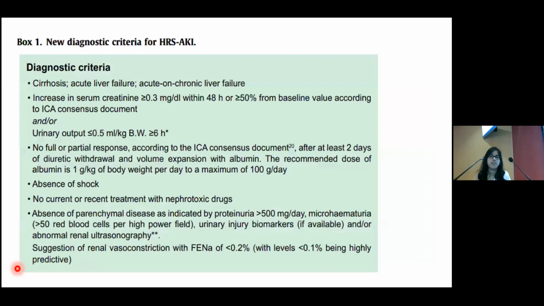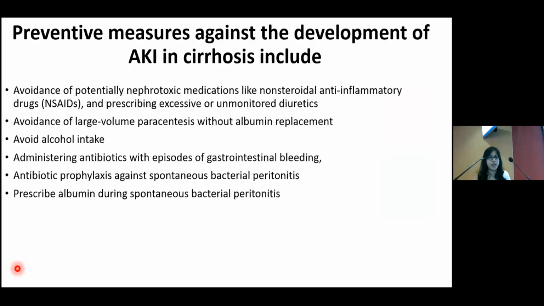How do we prevent the development of AKI in cirrhotic patients? So the guideline suggests to avoid nephrotoxins in a cirrhotic patient like NSAIDs, and to avoid prescribing excessive unmonitored diuretics and laxatives. They also recommend giving albumin, 4 to 6 grams per liter, following a large volume paracentesis as a method to prevent the development of AKI, and avoiding excessive alcohol intake, and also prescribing antibiotics when there is an episode of gastrointestinal bleeding. Antibiotic prophylaxis against spontaneous bacterial peritonitis is also a method to prevent development of AKI in these patients, and also prescribing albumin during spontaneous bacterial peritonitis is a method to prevent AKI.